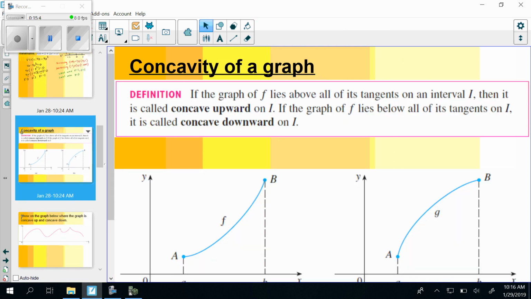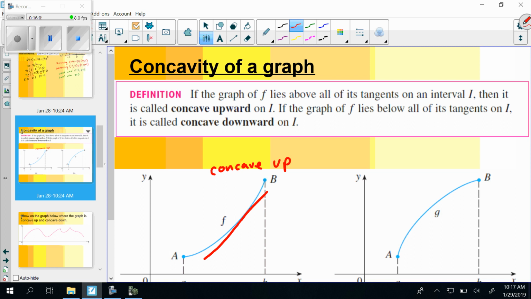Okay, the next thing we're going to look at is what's called the concavity of a graph, and that's kind of how much the graph curves or what kind of curvature it has to it. So if a graph lies above all its tangent lines on that interval, then it's said to be concave upward. This is an example right here of a graph that's concave up. Because if I draw the tangent lines, the lines that hit the graph one time, you can see all the tangent lines are below the graph. So this curvature you see in this example is concave up.